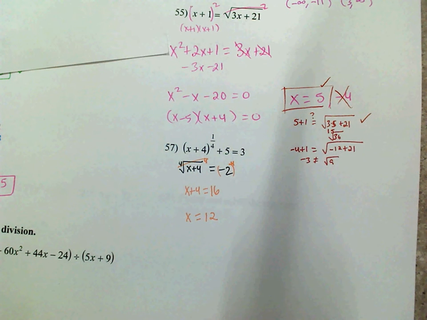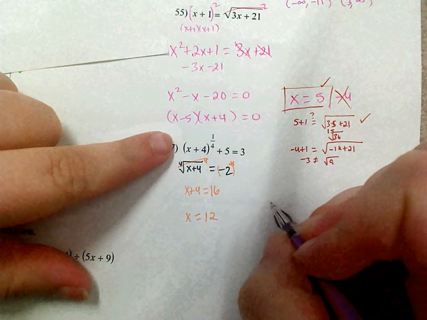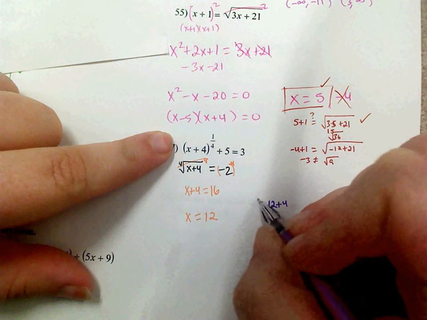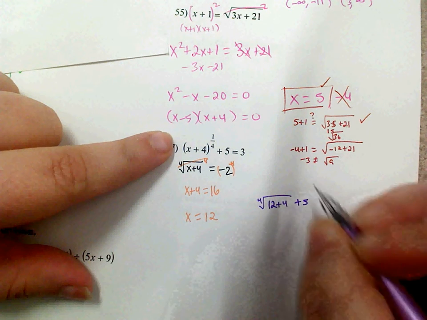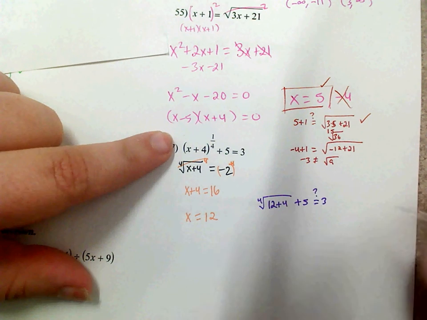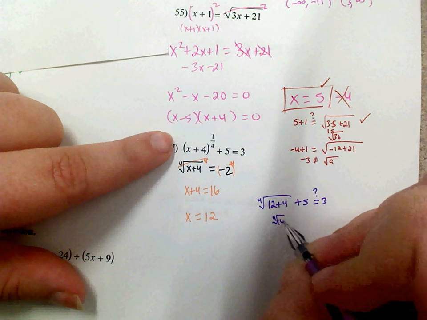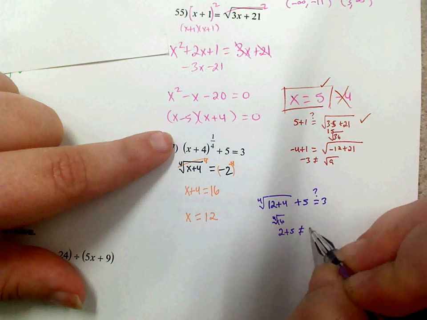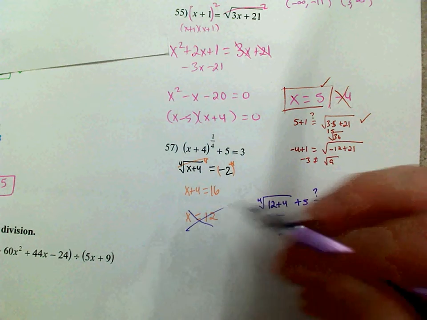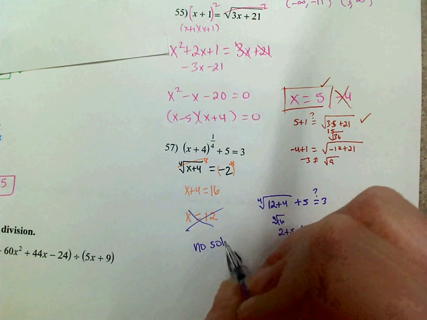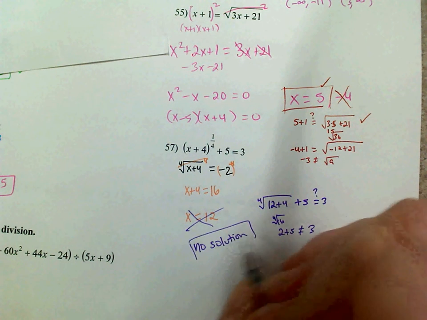And so when I plug in 12, I've got 12 plus 4, the fourth root of that, plus 5. You always have to go back to the original, equals 3. That's the question, right? Well, 12 plus 4 is 16, and the fourth root of 16 is 2, and 2 plus 5, in fact, does not equal 3. So there is no solution to this. All right.